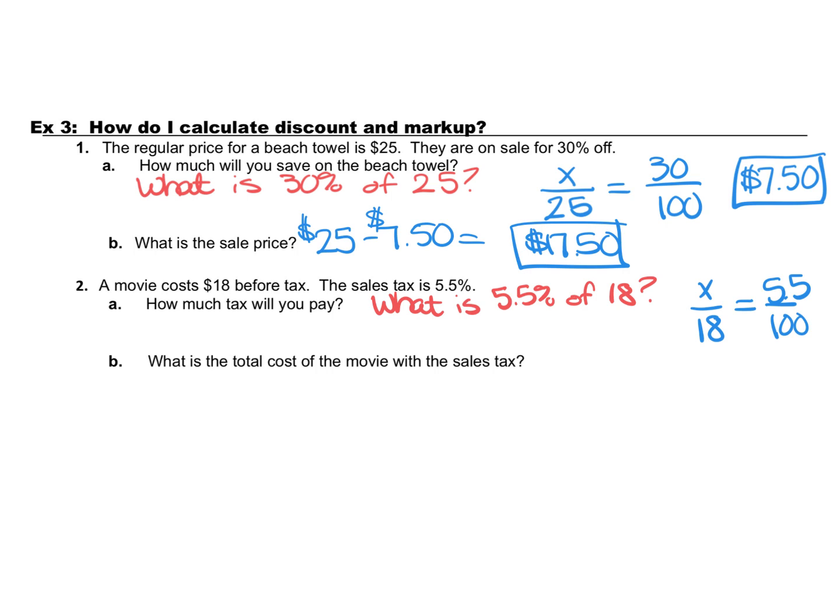All right, so you will then take 18 times 5.5 and divide that by 100. And you would have 99 cents. So you're going to have 99 cents in tax. Well, remember, tax is a markup, so you have to pay that tax. So if your movie costs $18, you're going to pay the $18 for the movie, plus you're going to pay the 99 cents, giving you a total of $18.99.